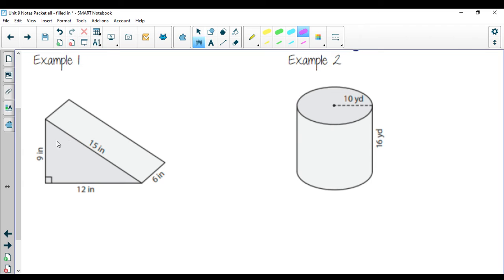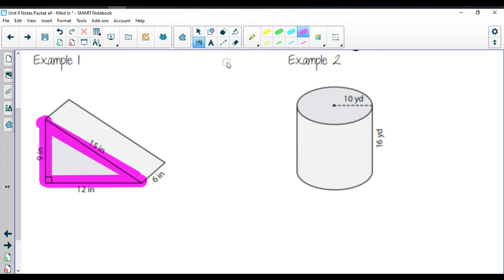So what we're going to do here in example number 1 is first identify the fact that this is a triangular prism. Because it's a triangular prism, our base is a triangle. So I'm going to ask you to take that crayon, colored pencil, marker, whatever it is that you got, and outline the base with it. The base then has an area, and it also has a perimeter. So we're going to calculate both of those things today.